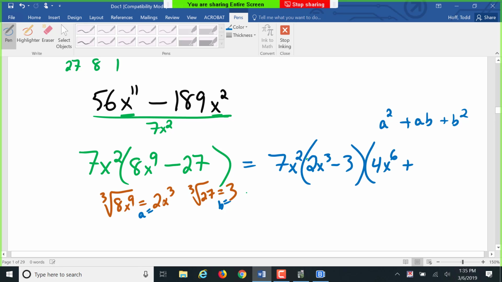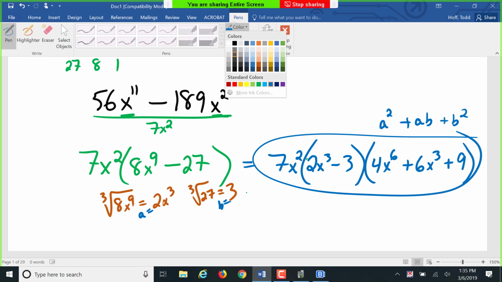Plus, what's that middle term going to be? 6x to the 3rd. Good. 2x to the 3rd times 3 is 6x to the 3rd. And my last term? 9. 3 squared is 9. So that's what we get.